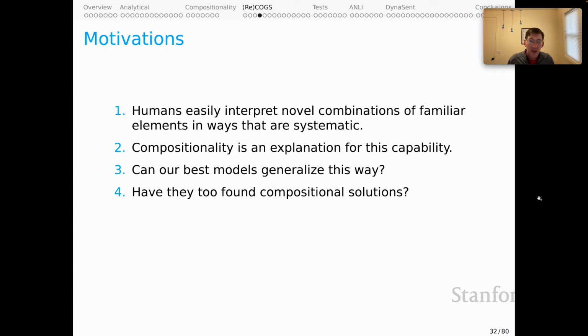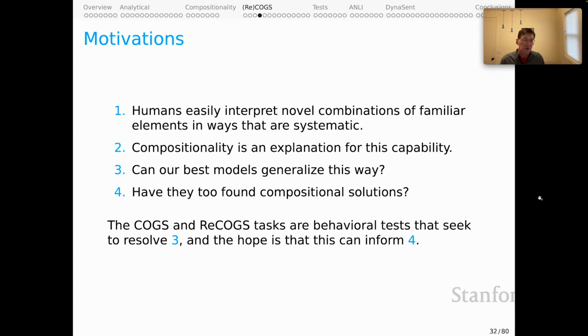And relatedly, have they too found compositional solutions? That would be a more internal question about their underlying causal mechanisms. I think the vision of COGS and ReCOGS is that we have behavioral tasks that can help us resolve question 3 about generalization. And the hope is that if they succeed at question 3, we'll have an informed answer to the deeper question posed in 4 about the nature of their solutions. One way to think about this is that if a model manages to succeed at a task like COGS or ReCOGS, the best explanation for that is that they have found a compositional solution.